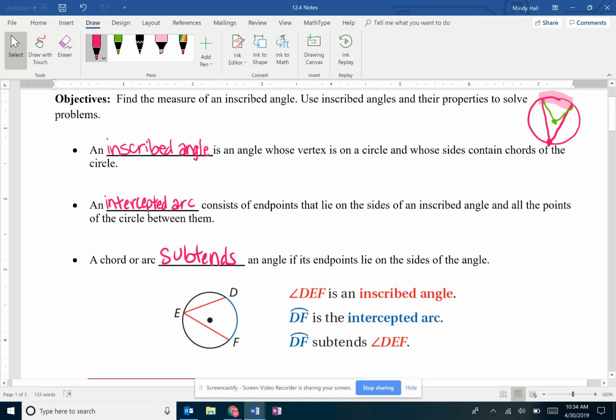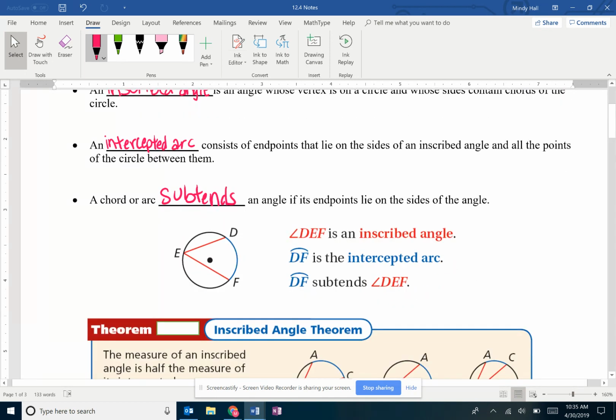So looking at this picture, again, DEF, the little red angle, is an inscribed angle. DF is the intercepted arc, and arc DF subtends DEF. So this subtends angle DEF.